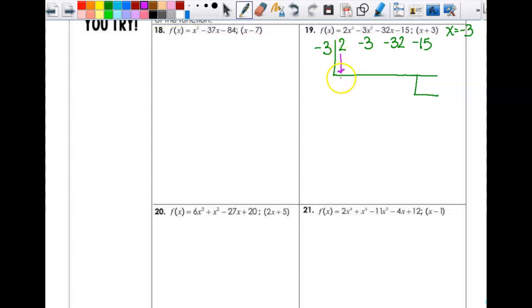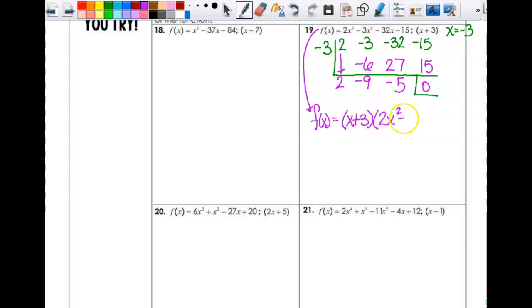So I bring down my 2. This gives me -6. So then I get -9. -3 times -9 is 27. Oh, I put a 5. My goodness, 27. Then I get a -5. -3 times -5 is 15. My remainder is 0. So what that tells me is I started here, but now I know that f of x is also equal to x plus 3 times 2x squared minus 9x minus 5.